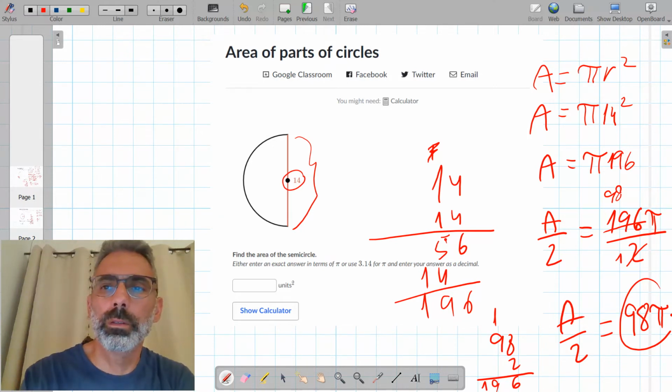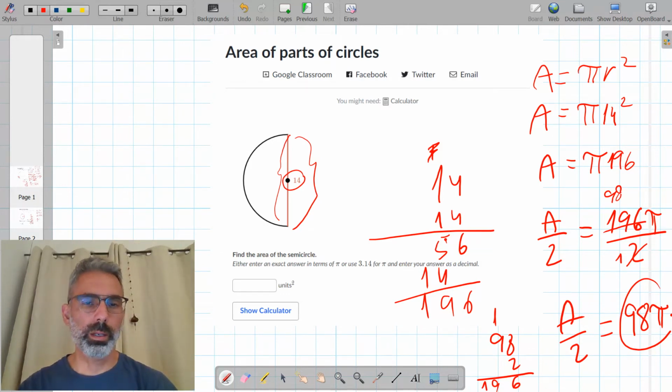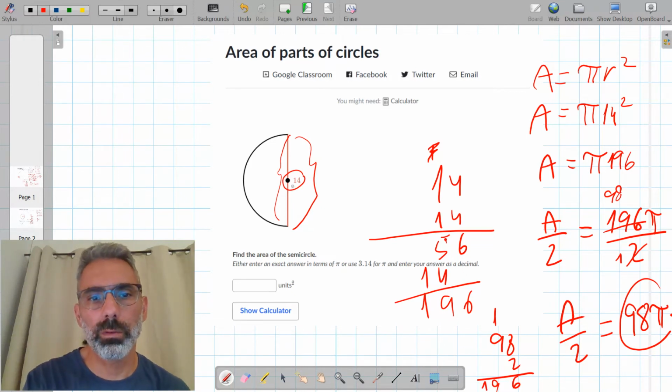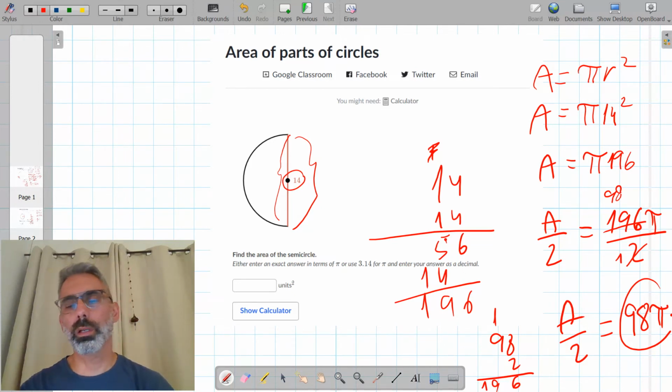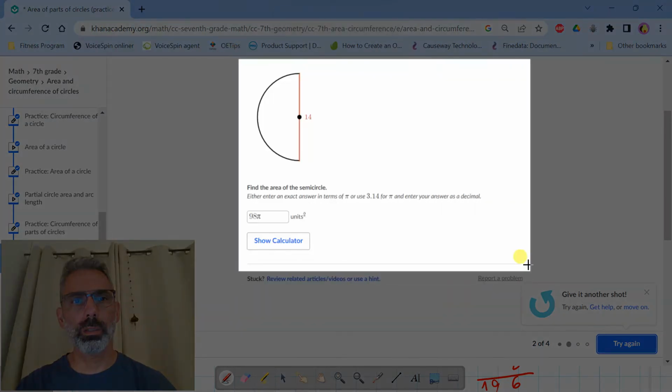Okay. So this is the length of the diameter and not of the radius. I have mistaken it to be the length of the radius, but it is actually the length of the diameter. Okay, so let me copy again this.